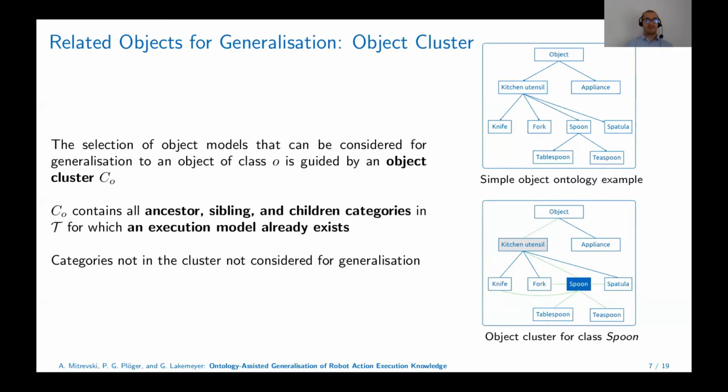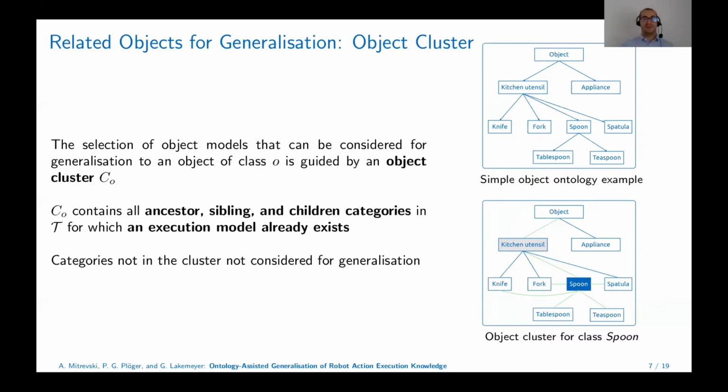In particular, given an object class O, we define an object cluster as the set of ancestors, siblings, and children of O in the ontology, for which an execution model is already known. Classes for which an execution model is not known are not in the cluster because the robot doesn't know how to perform the action with those either.